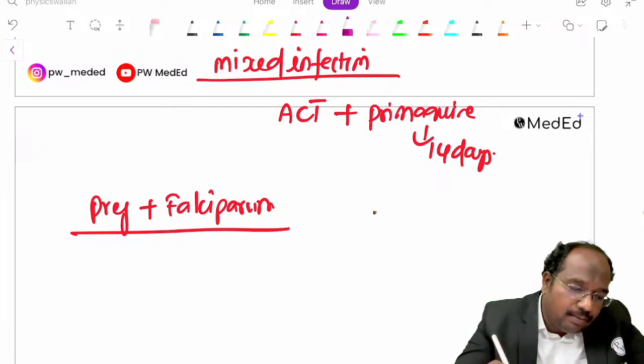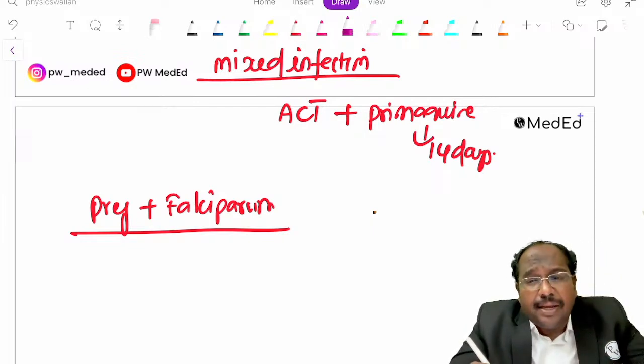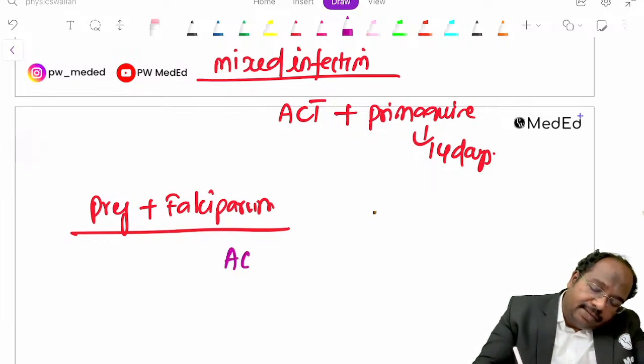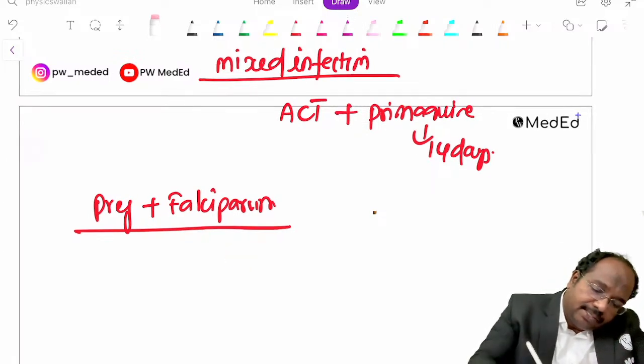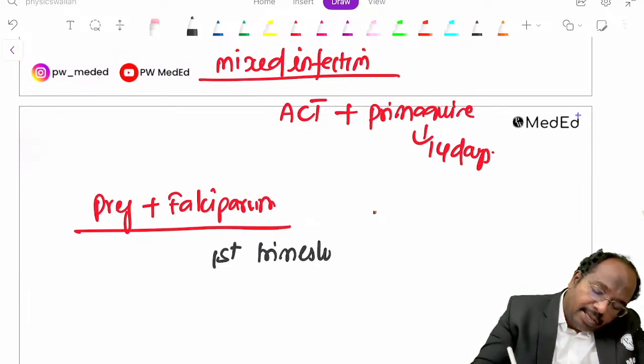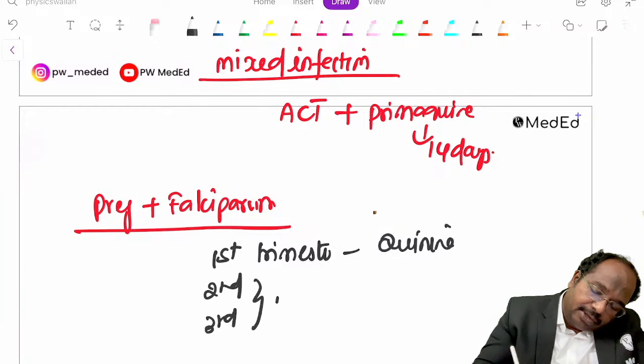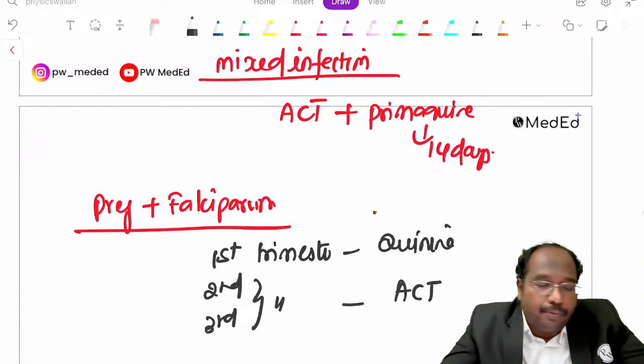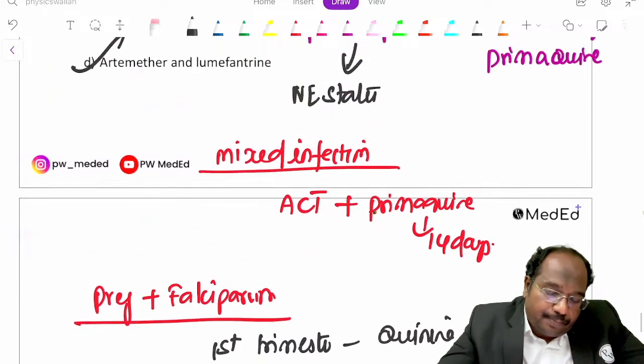But if it is falciparum, you have to give ACT. If it's the first trimester, give quinine. ACT is contraindicated in the first trimester. Second and third trimester you can give ACT, but primaquine is contraindicated. Don't give primaquine, guys. Don't give primaquine.